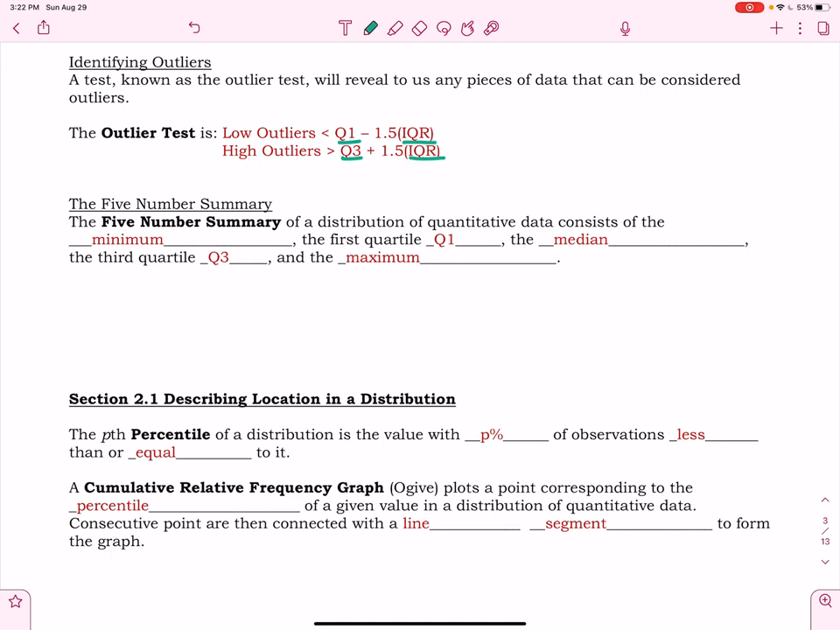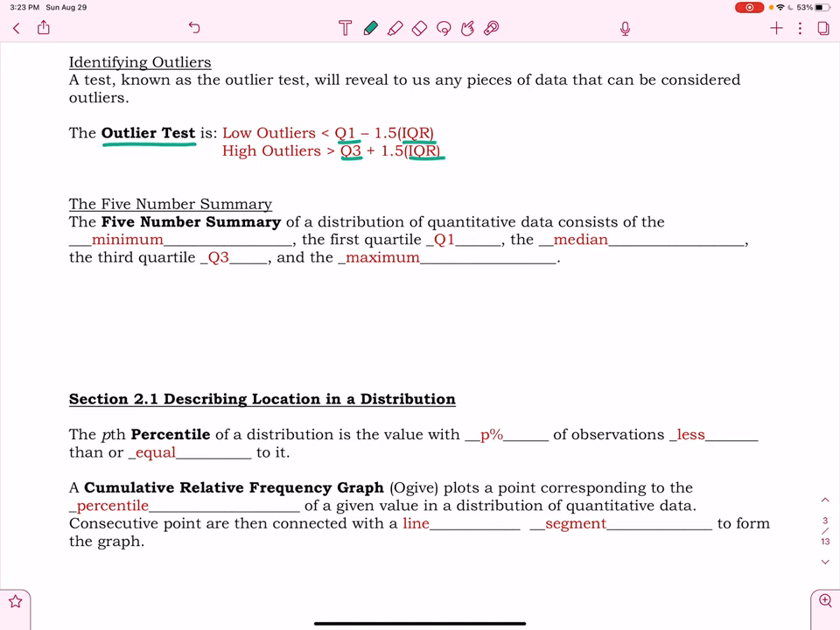Notice I am calling it the outlier test. I'm not calling it the outliers. The outlier test is to see if the values in the data we suspect to be outliers are in fact outliers. So running the test is to ensure whether or not those low values are outliers. So when I run the test, I want you to see what happens.